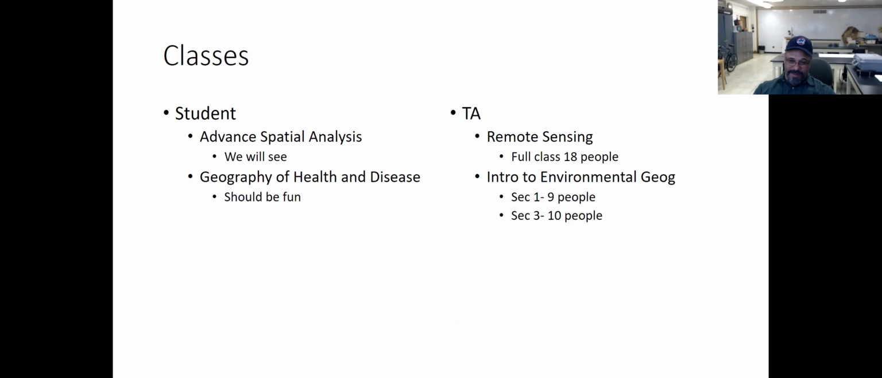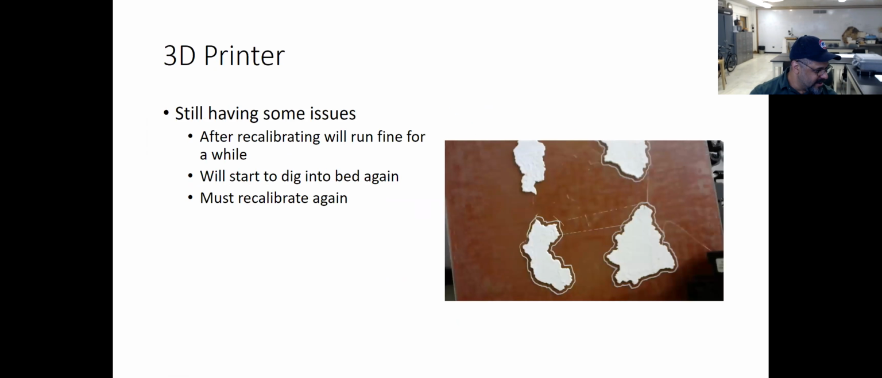And then for my intro to environmental geography classes, 2 decent-sized classes. I got a 9-person and a 10-person class. Okay. And so that's going good. Now, what else? There's 1 or 2 more things.